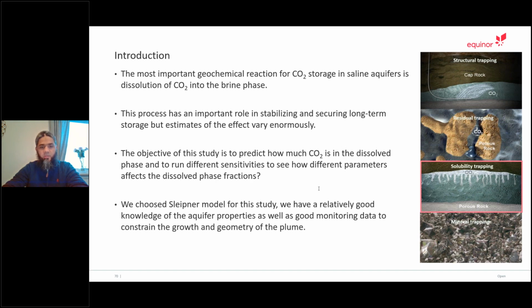And as I said, the objective is to estimate how much CO2 is dissolved in the brine using this new Sleipner model, and to run different sensitivities to see how different parameters affect the dissolved phase fractions. And we use this Sleipner model. Can you please move to the next slide?